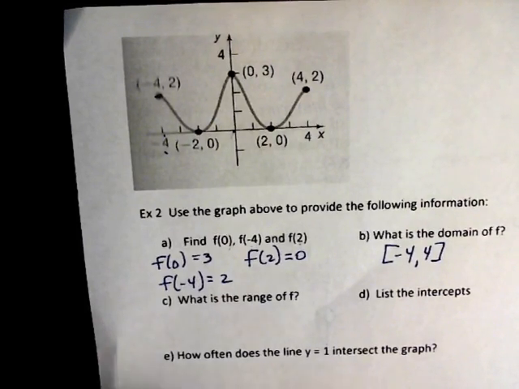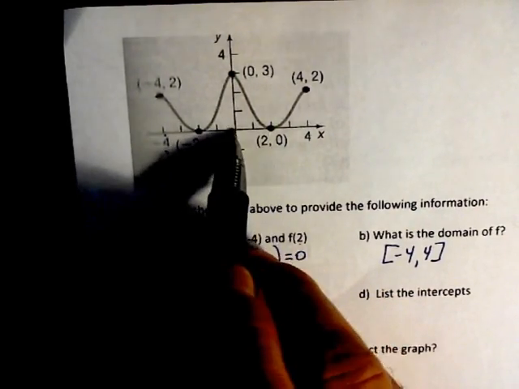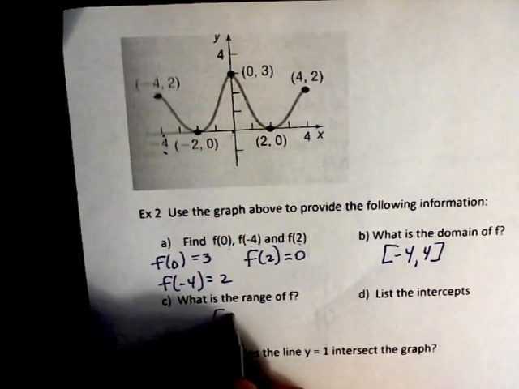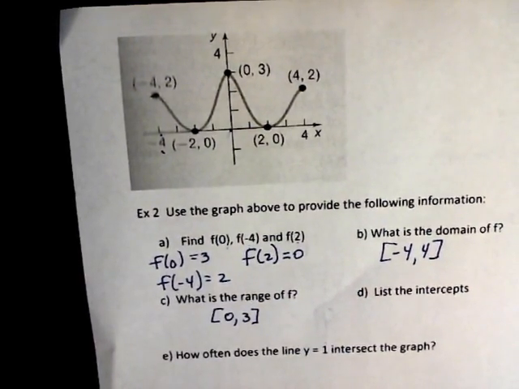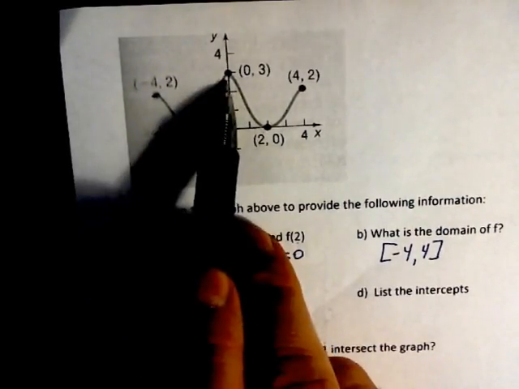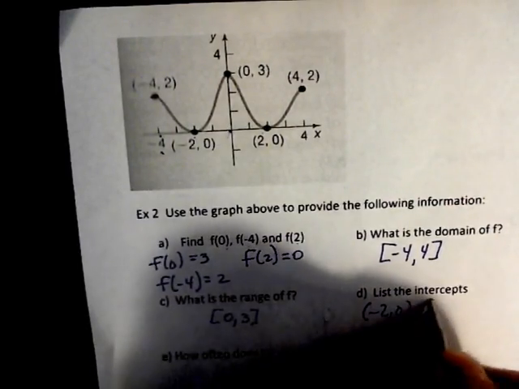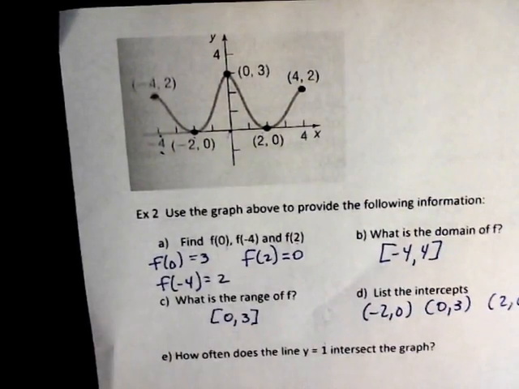My range, set of y values, so I look for the smallest y, which is 0, highest y, which is 3. So my range is 0 to 3. And keep in mind, always list the smaller number first. Intercepts. We've got two x-intercepts, one y-intercept. So my intercepts are negative 2, 0, 0, 3, and 2, 0.